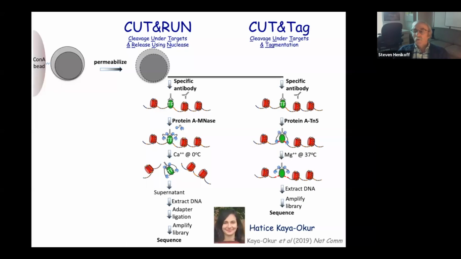When Hatice Kaya-Okur was a postdoc in the lab, she substituted Tn5 for MNase, where Tn5 is the cut-and-paste transposase. That's the basis for the Illumina Nextera system and the ATAC-seq method. But in our case, we're tethering it, and we then activate it with magnesium. The Tn5 drops its payload of DNA sequencing adapters. We then extract the DNA and amplify libraries for sequencing. And this goes very fast. It just takes 1 day from live cells or nuclei to sequencing-ready libraries.